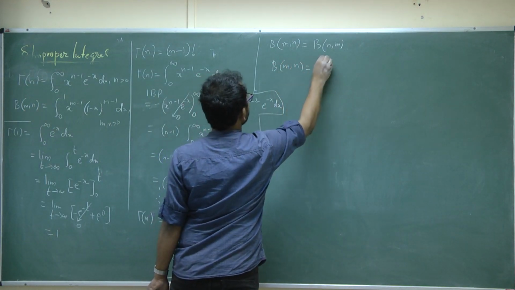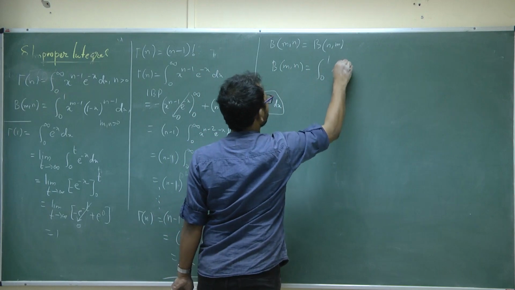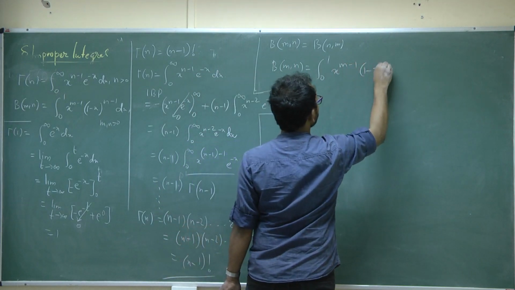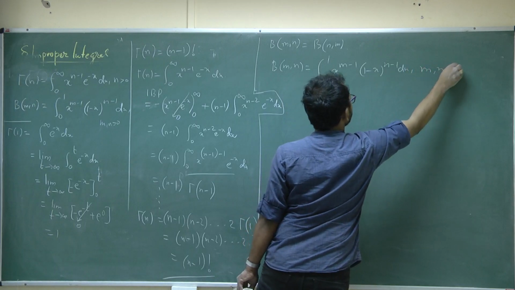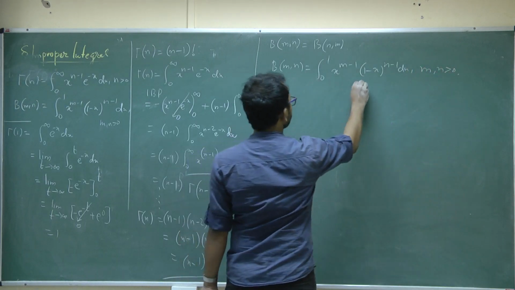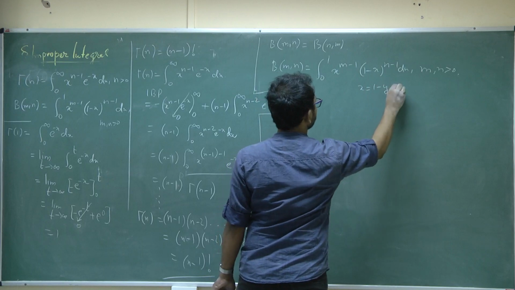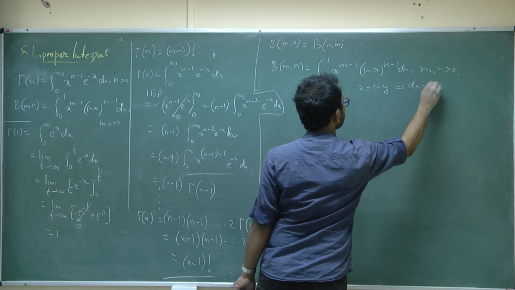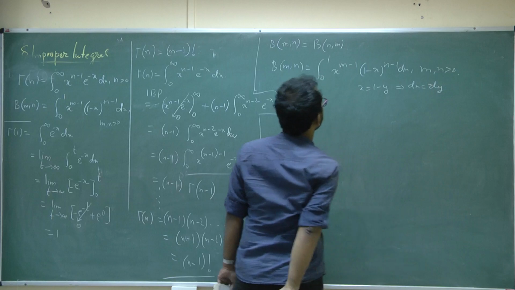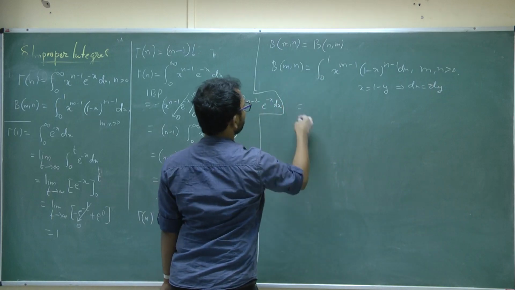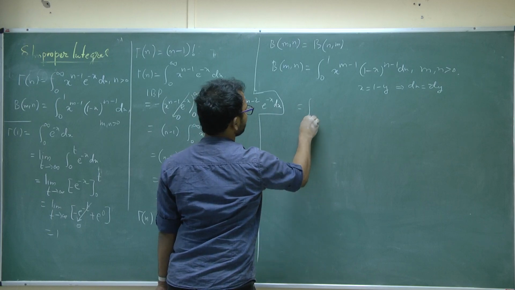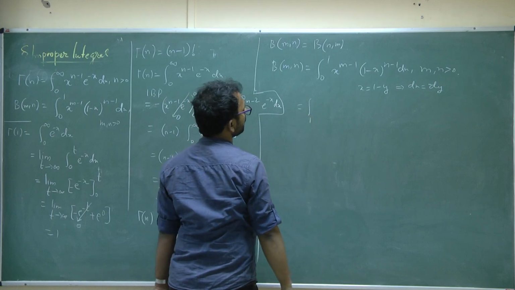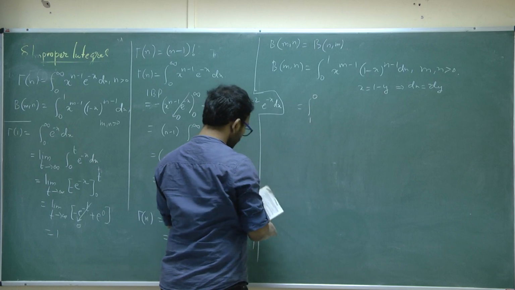So we know what our beta m n is. Beta m n is the integral from 0 to 1 of x to the power m minus 1, 1 minus x to the power n minus 1 dx, where m and n are both positive. We substitute x equals 1 minus y. This gives dx equals minus dy. So therefore our beta m n will become an integral from, when x is 0, y is 1, and when x is 1, y is 0, right.